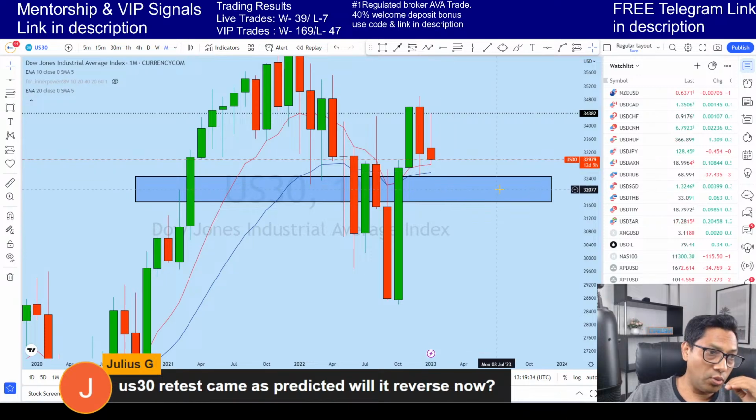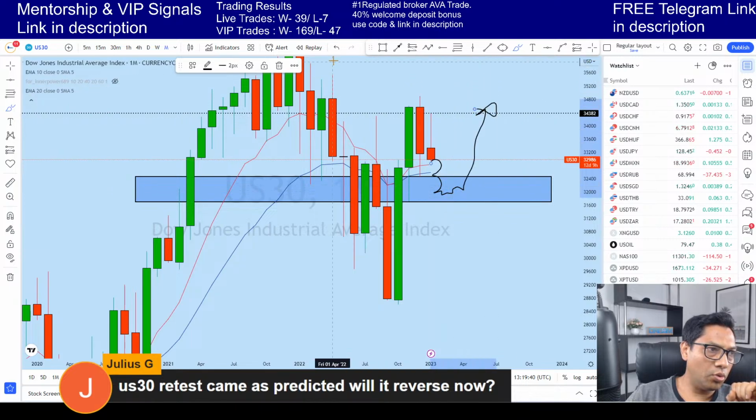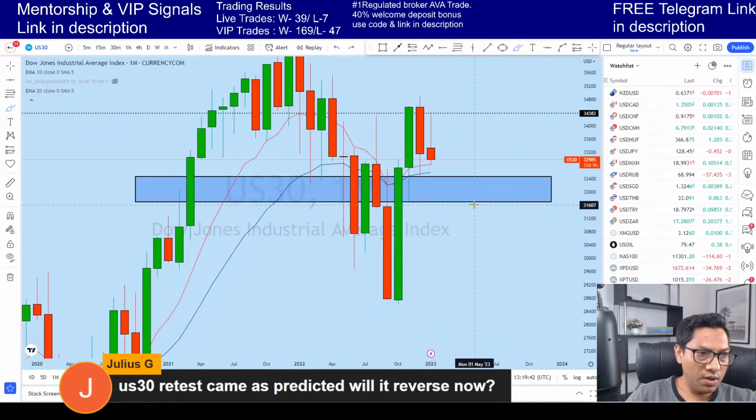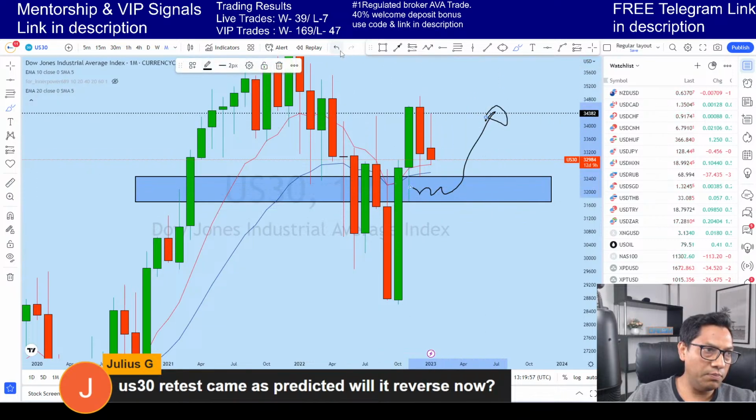this is the zone where I think US30 will now drop to this level. All right, and from here we could see another bullish move. The reason is, you see there is a monthly bearish candle, and this is the low of this monthly. This is the zone where we can expect US30 to come and test the zone and then create a bullish move.